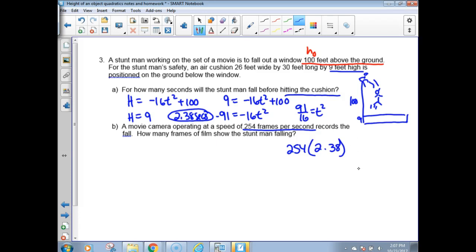Okay, so 254 times the 2.38 would be about 605. No, it's over 6.5. It's 605 point something, isn't it? Oh, okay, about 605 frames then. I think if you didn't round this one, you could have actually gotten to 606. But I'm not going to get nitpicky, because we had already rounded the previous answer.